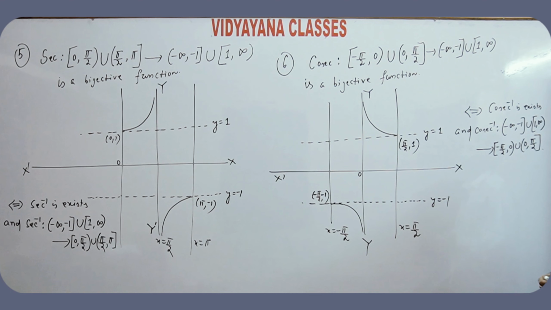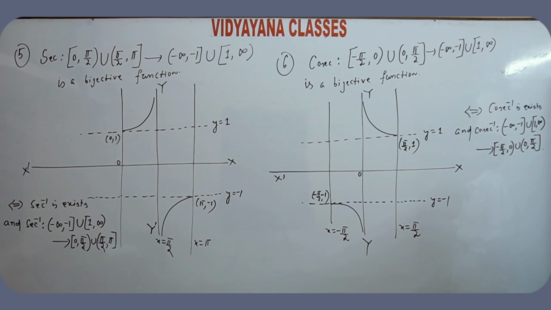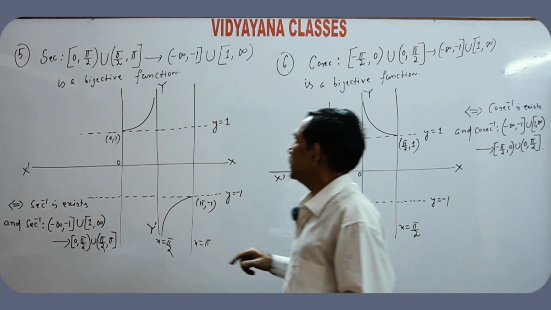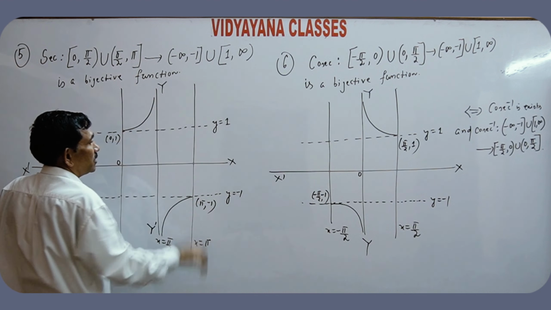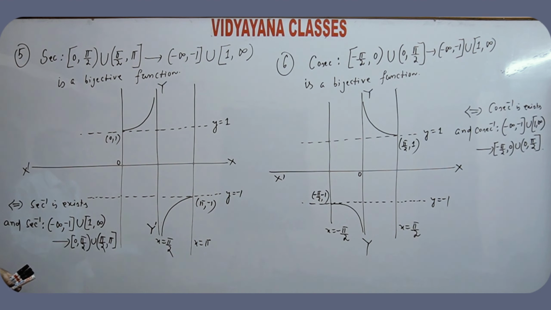From the figure, it is clear that the functions, that is sec and cosec, are bijective for the given domain. This function and this function are bijective in this interval when defined from this to this. Clear? Okay. Note it down.